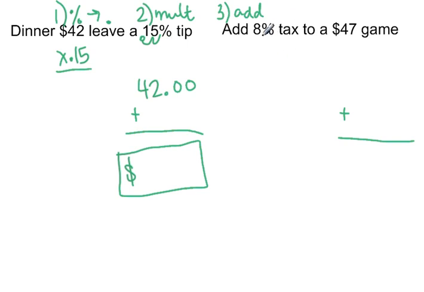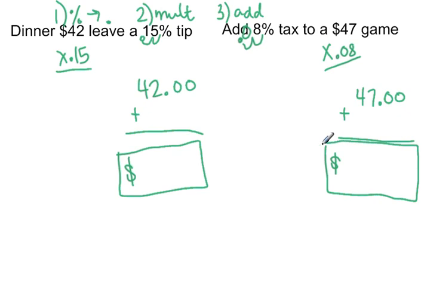8% tax. I moved the decimal twice. I have to add a 0, so that's going to be 0.08. So I'll leave you to finish this multiplication. And you're going to add on your answer to $47. Remember, the game costs $47, but we can't walk out with it until we've paid this extra 8%. So your answer here will be greater than 47.